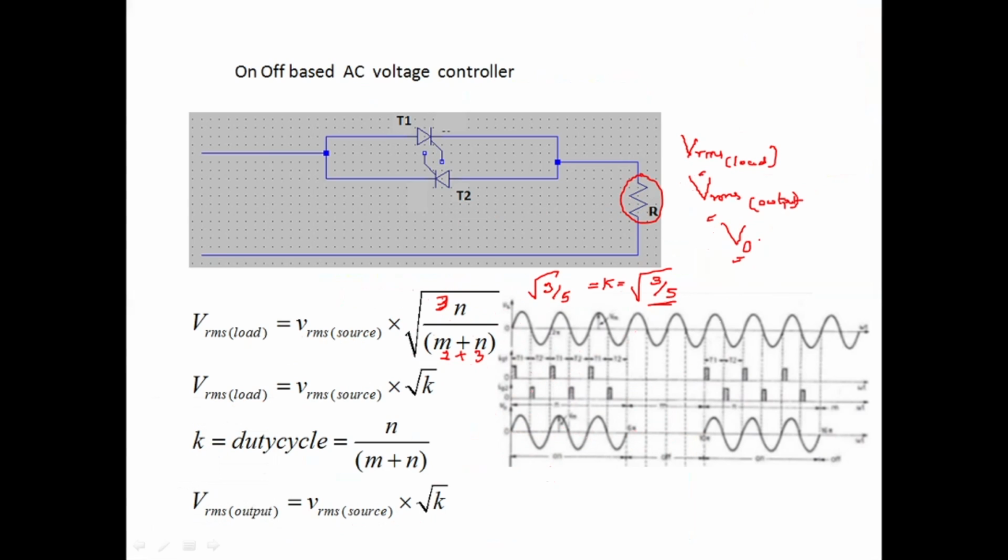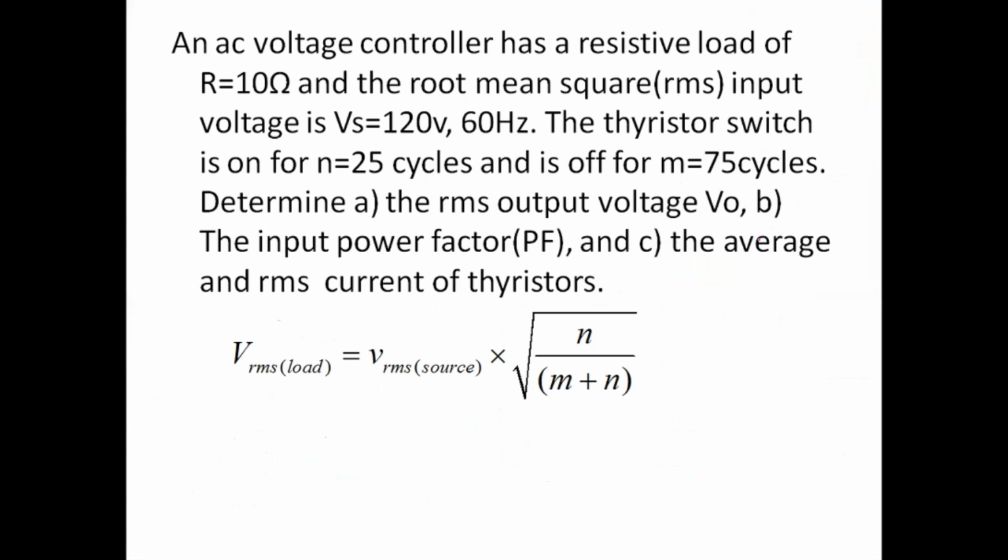I think we understood this. We'll solve some problems here, which are there in your textbooks. An AC voltage controller has a resistive load of R equal to 10 ohm, and the root mean square value of the input voltage is 120 volts, 60 hertz. The thyristor switch is on for n equal to 25 cycles and off for m equal to 75 cycles. Determine the RMS of the output voltage V0.